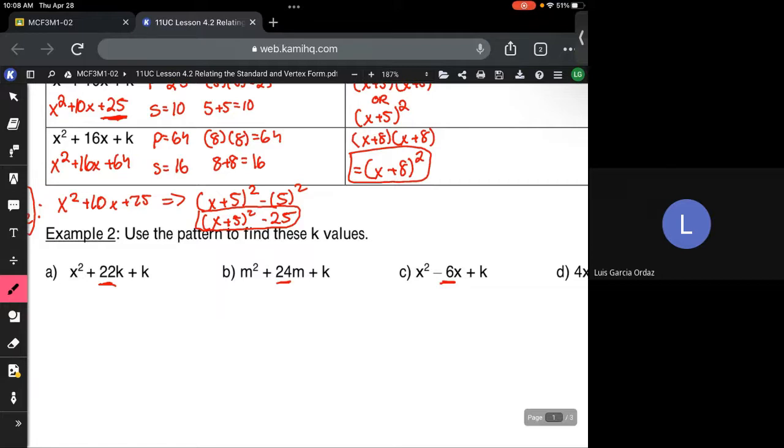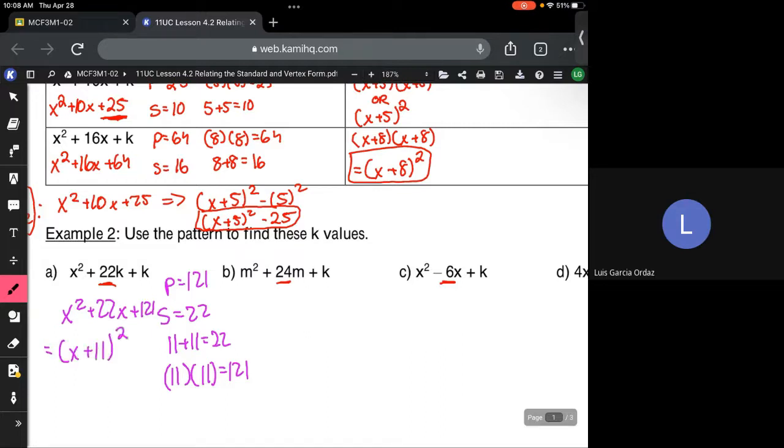So who wants to help me out with the first one? Abby. So 11 plus 11 is 22, so the sum is 22. And then 11 times 11 is 121, so the product is 121. Perfect. And then x plus 11 squared. Yep. So my product is 121 because 11 times 11 gives me 121. And since Abby factored, we got x plus 11 squared.